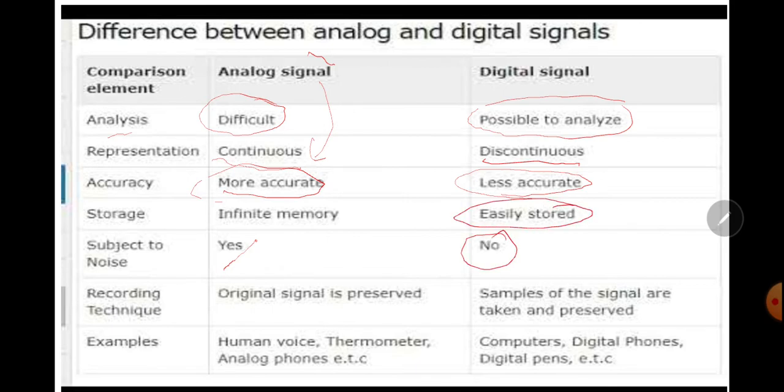Digital quantities can be easily stored. The original signal is preserved in analog quantities. Samples of the signals are taken and preserved in digital quantities. Human voice, thermometer, analog phones, etc. All these are examples of analog signals. Computer, digital phones, digital watches, etc. are examples of digital quantities. Actually, we convert analog quantities into digital quantities and process them in a digital way.